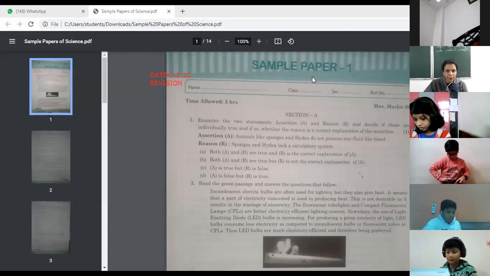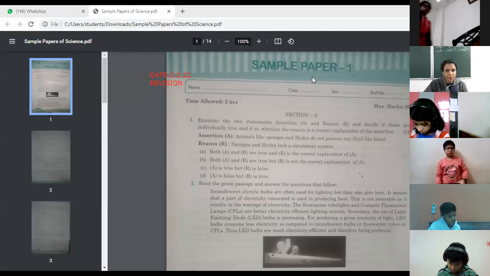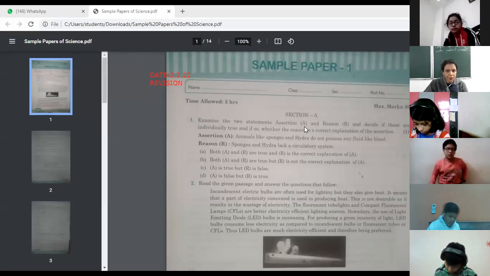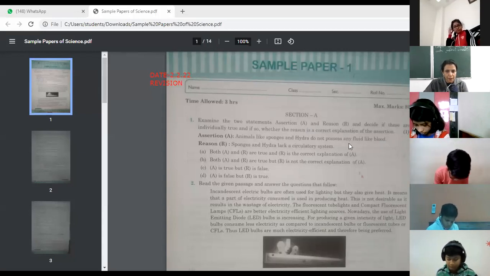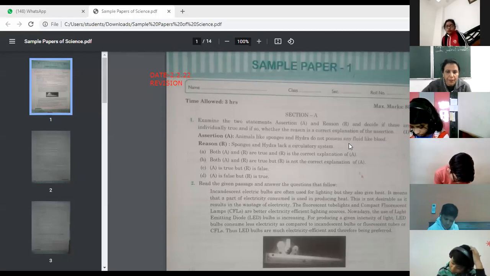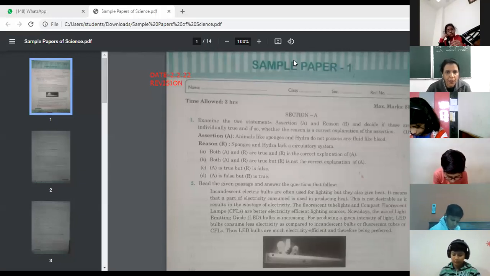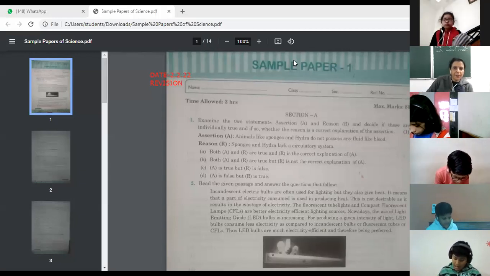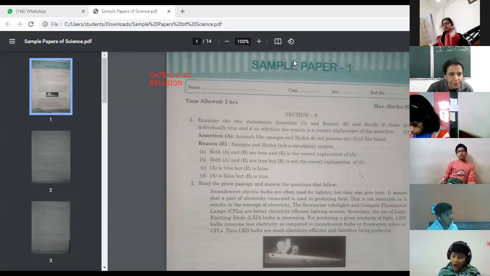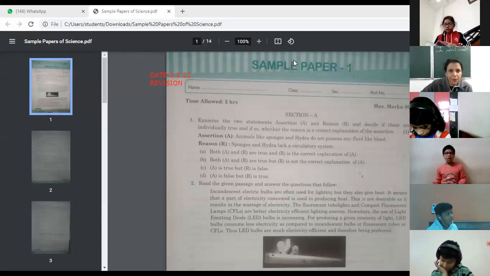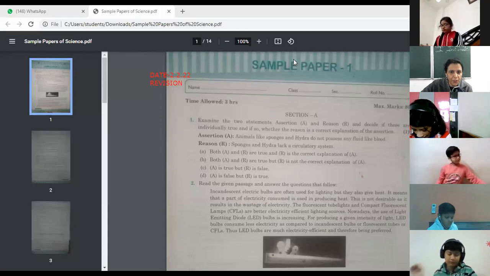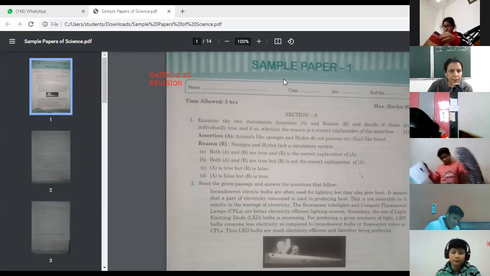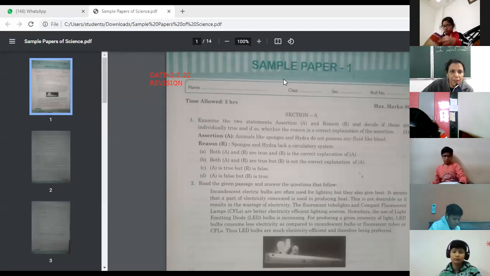In this section 1 is question number 1. Examine the few statements, assertion and reasons. Assertion is A and reason is R. Now what we have to do: decide if these are individually true, and if so, whether the reason is a correct explanation of the assertion. So children, you have to see whether it is a correct reason, or whether two of the statements are correct, or the reason is correct for A. So we need to see all those things.